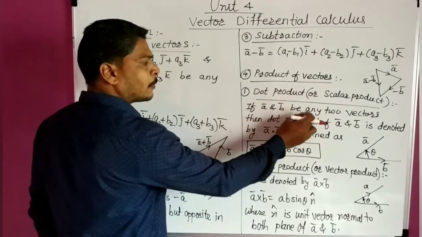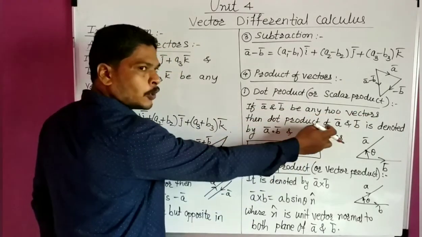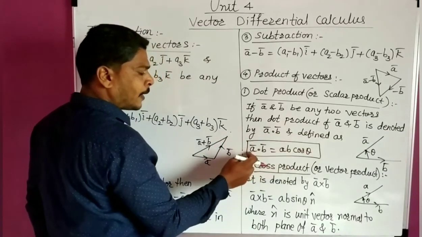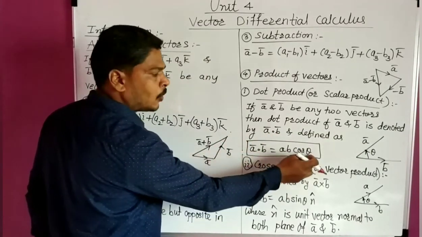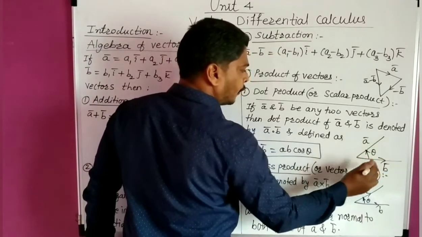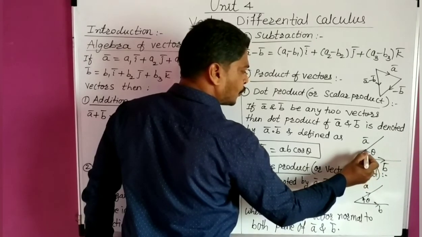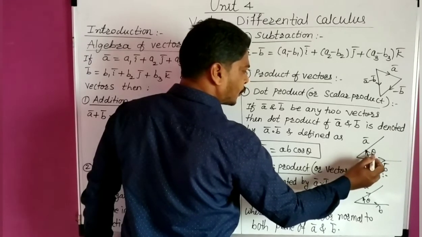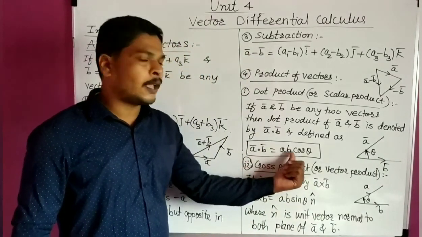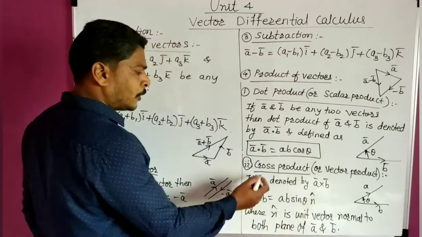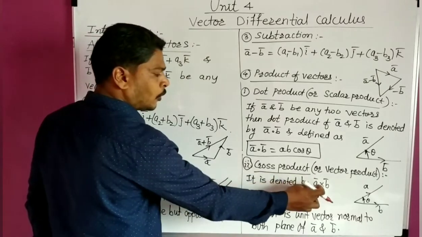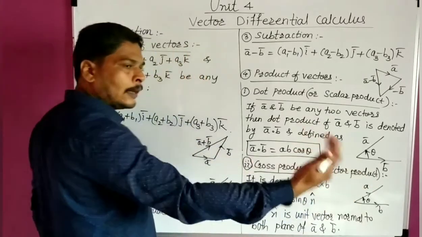If A bar and B bar are any two vectors, then the dot product of A bar and B bar is denoted by A bar dot B bar and defined as A bar dot B bar is equal to AB cos theta. Suppose this is our vector B bar and this is vector A bar, and this is the angle measured in the anti-clockwise direction. So this angle is theta, then A bar dot B bar is AB cos theta. Similarly, the cross product, which is also called the vector product, because the cross product of two vectors is another vector.